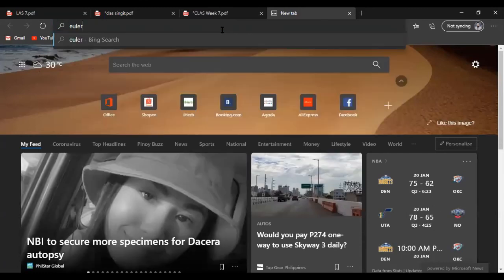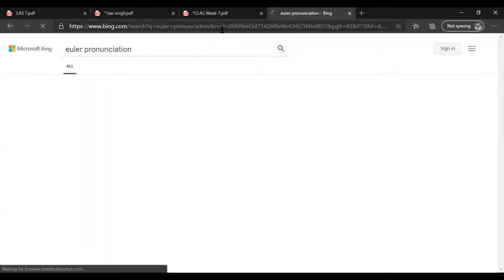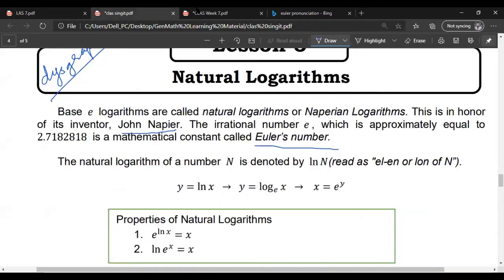Okay, to show you ang tamang pronunciation ni Euler, ayan siya. This is pronounced as, saan na yun? Ayun na, Euler. Ang arte pala. Euler pala. So, yun. Okay? So, Euler. Ang arte.